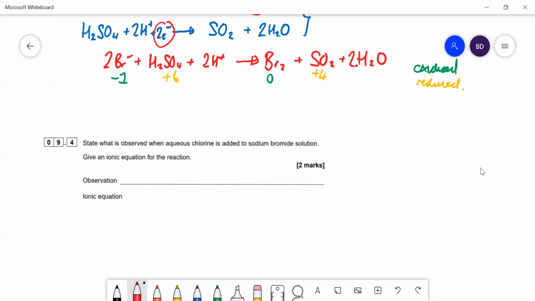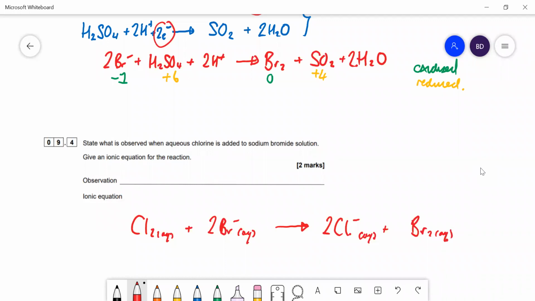So right, we've got Cl2 in aqueous solution, and we're going to need 2 bromide ions in aqueous solution. They're going to each transfer an electron to the chlorine, because the chlorine is an oxidizing agent. So you're going to get 2 chloride ions, and you'll get Br2 in aqueous solution. And that tells us what the observation will be.